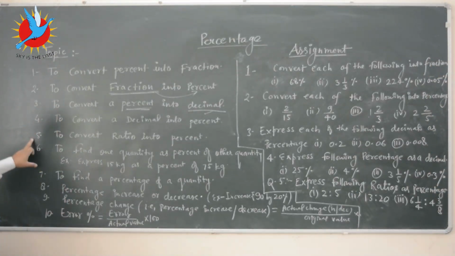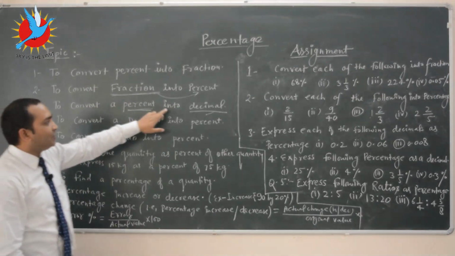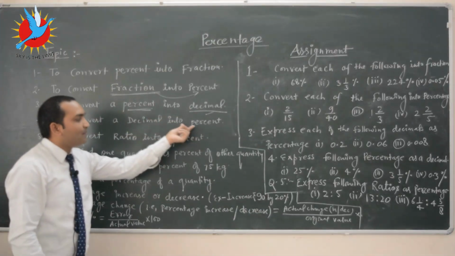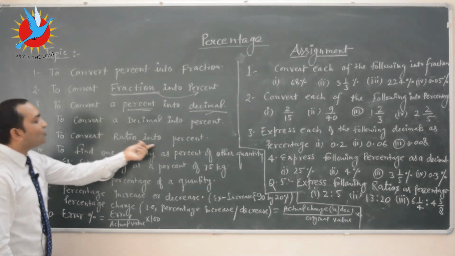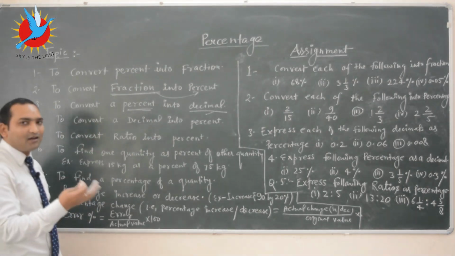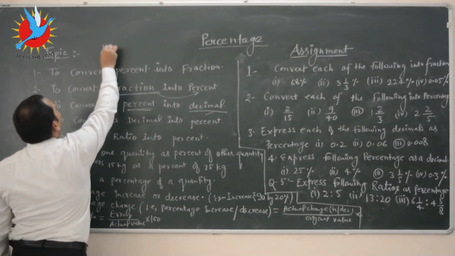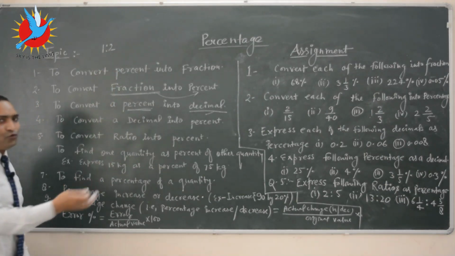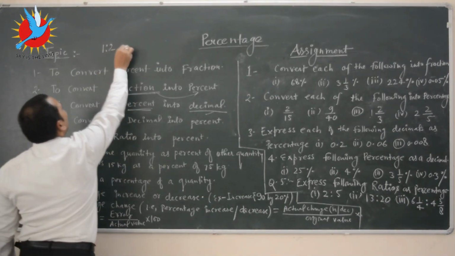Okay, so here we discussed these topics: how we convert percentage into fraction, fraction into percentage, percentage into decimals, decimal into percentage. Now the next topic, the fifth topic, is to convert a ratio into percent. So ratio means just a fraction. Consider 1:2. Convert this ratio into percentage.